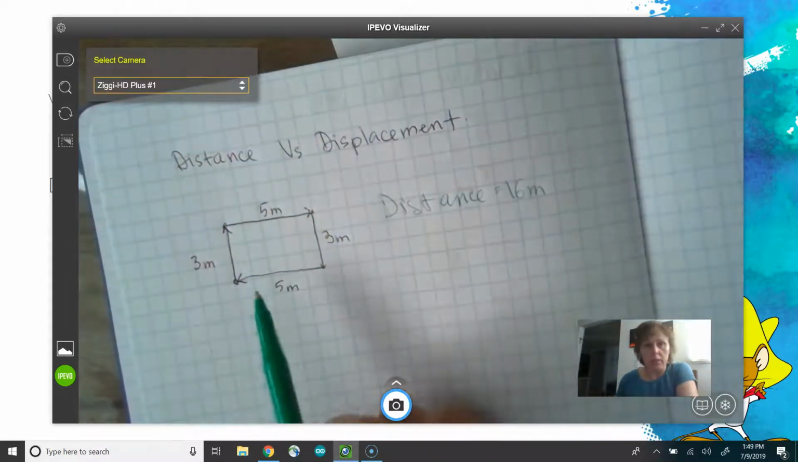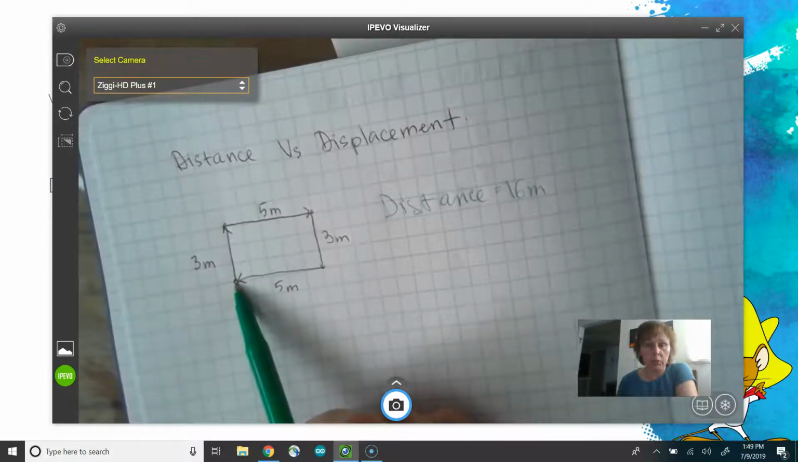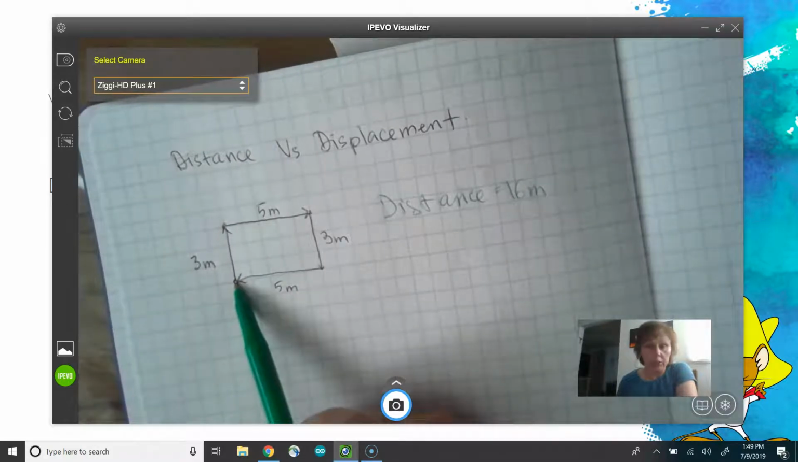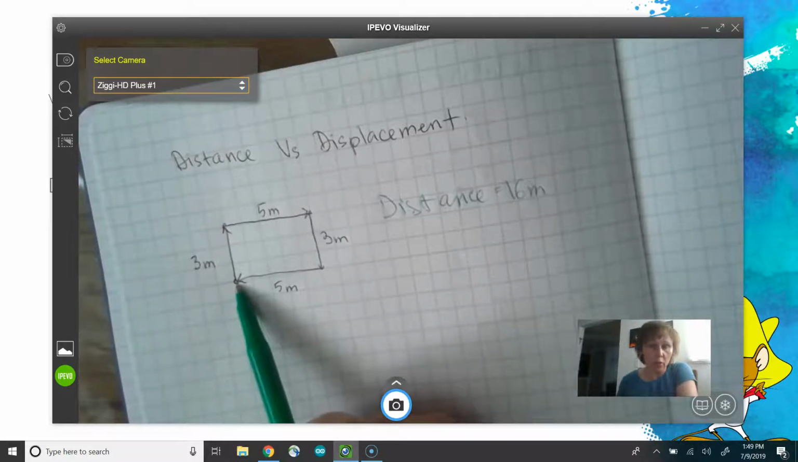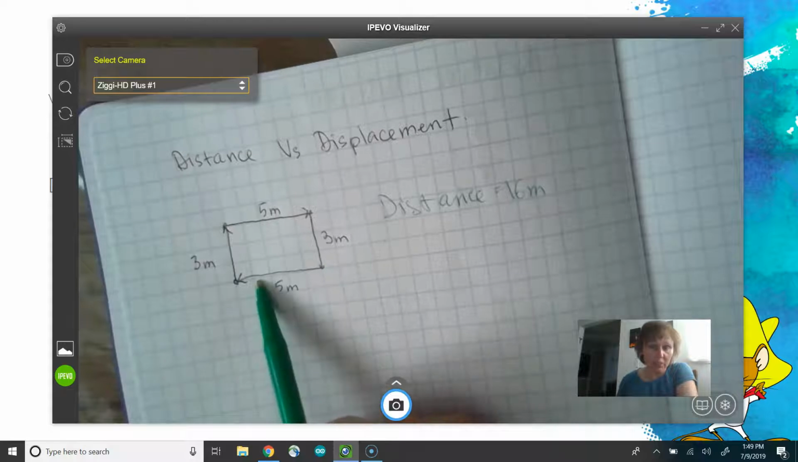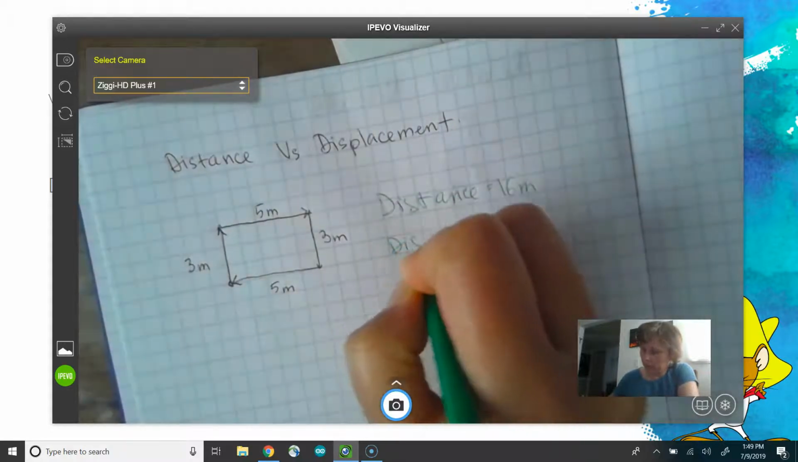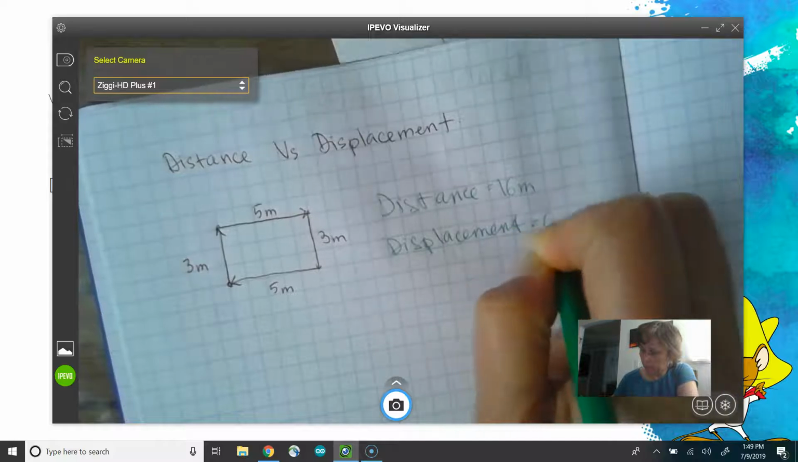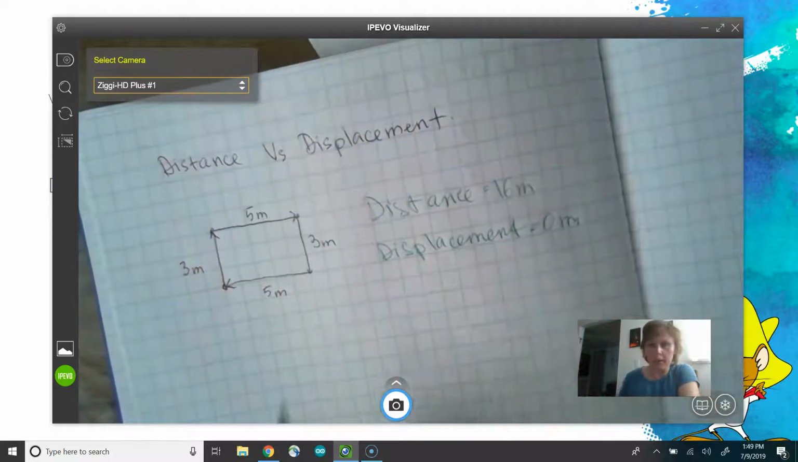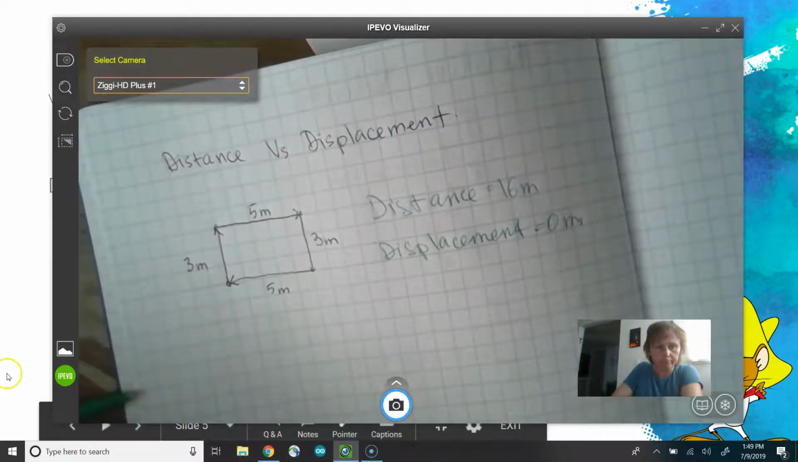Correct. Displacement is 0. The teacher returned to the same position that she started with. So the change of position of the teacher's motion is 0. So displacement equals 0 meters. That is the difference.